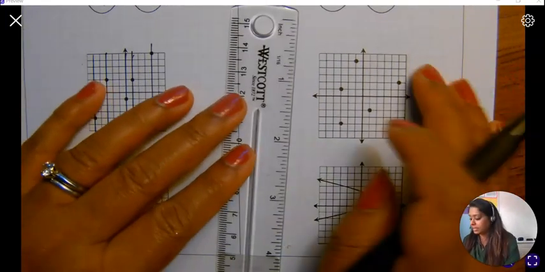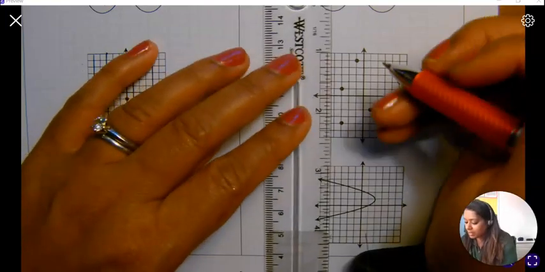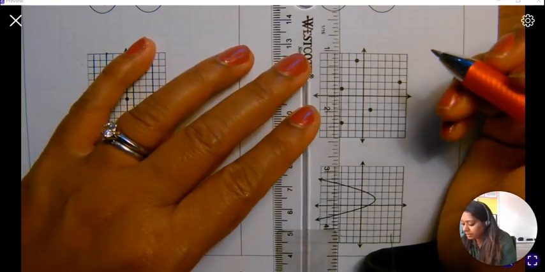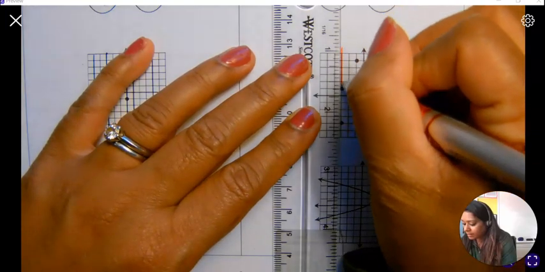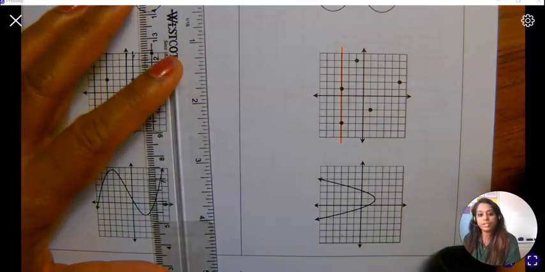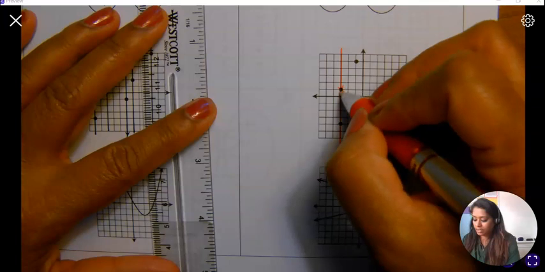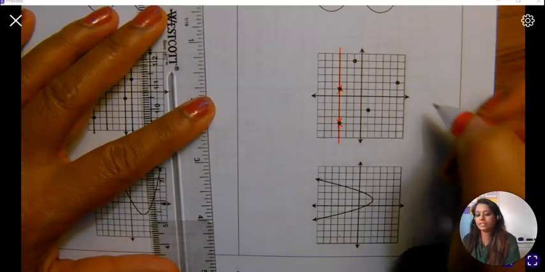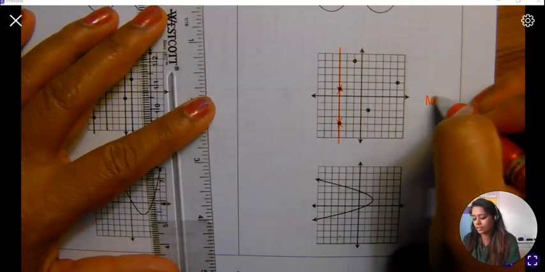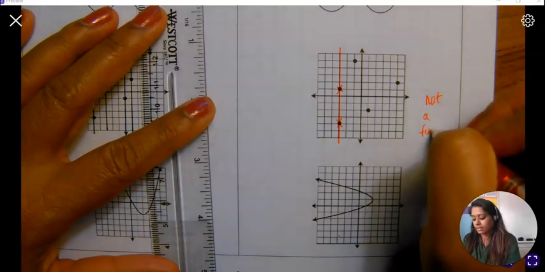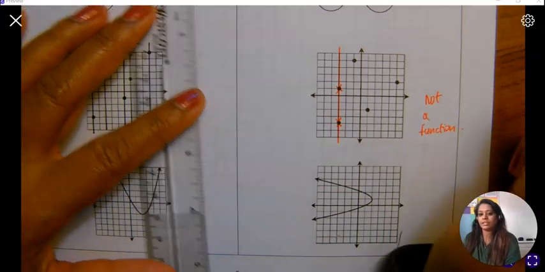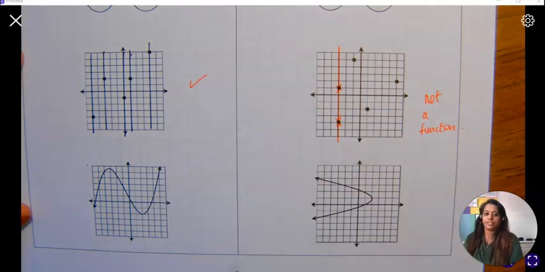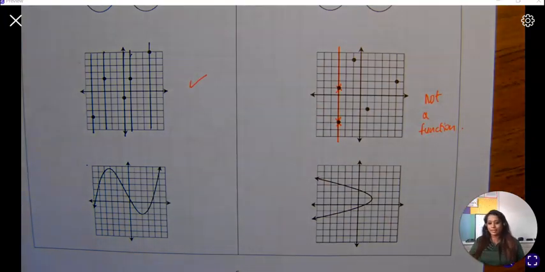But if I come to this one right here, if I draw a vertical line on this x value at -3, it has two values. It has 1, 2. So this is why it's not a function. Whereas this is a function, because every x value has only one y value.